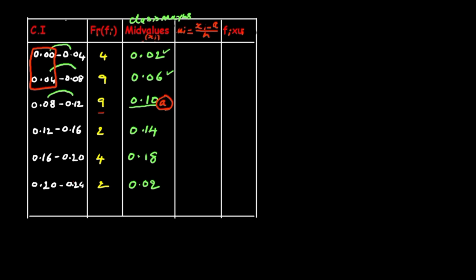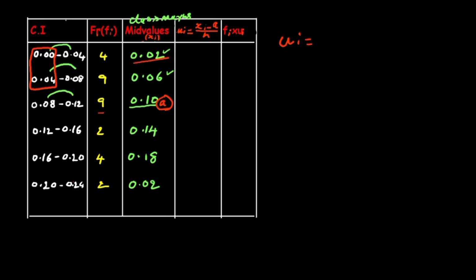Now, ui is equal to (xi minus a) by h. I will show you one or two, and then tell you a shortcut for how to do this. So to find ui, xi, you can observe this is the class one.